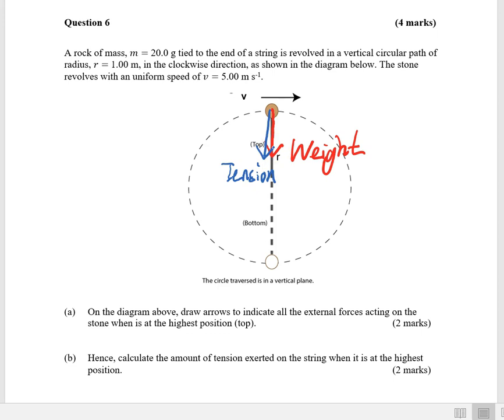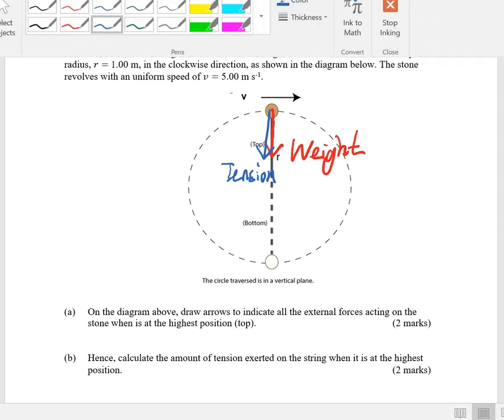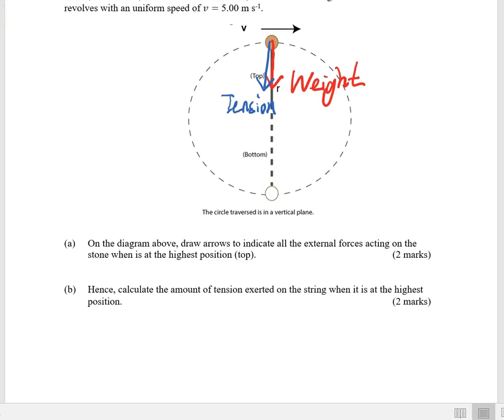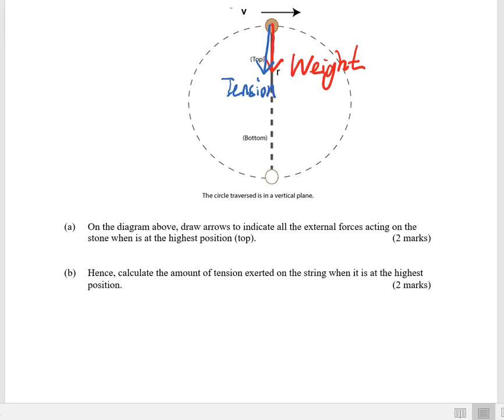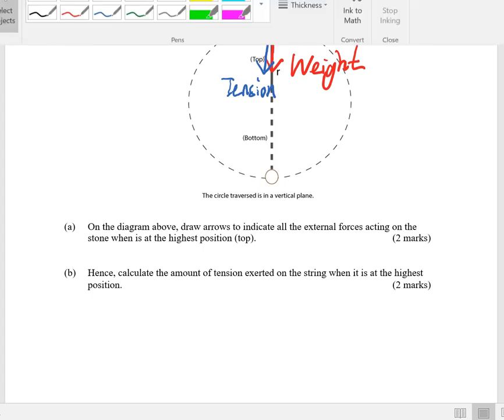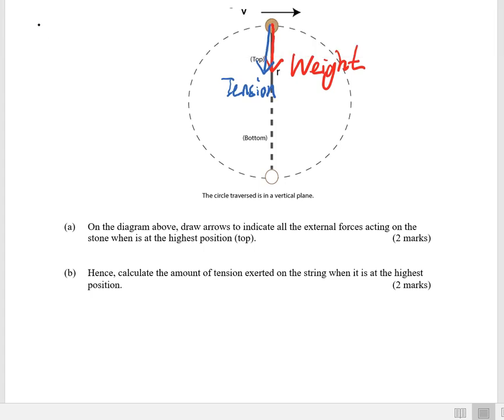Hence, calculate the amount of tension exerted on the string when it's at the highest position. Alright, so in order to do this, you have to form the net force equation properly. The net force here is Fc, towards the center. W and T, weight and tension, are heading in the same direction. These two combine to become the net force.